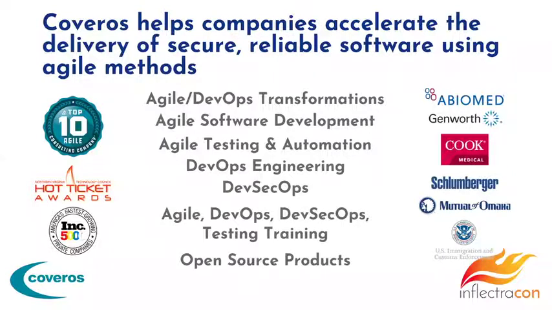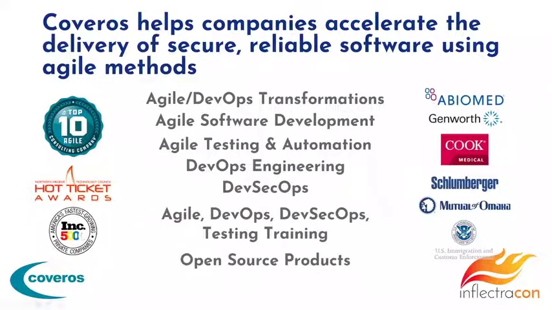We help clients transform to utilize and leverage agile and DevOps processes and practices. We help them build and develop software successfully using agile methods. We help them implement and integrate agile testing methodologies and automation technologies. We help them understand and implement continuous integration and continuous delivery, DevOps engineering. And we help organizations integrate security into their development and delivery processes, or DevSecOps.